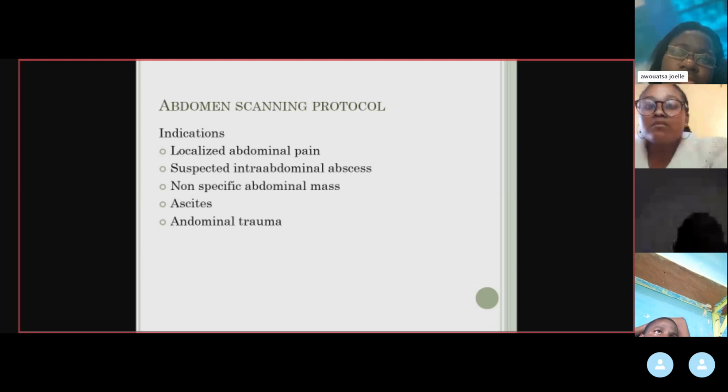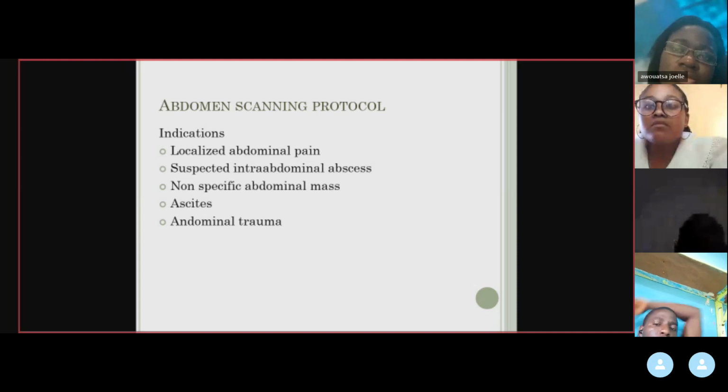So this was all about the probe and how we have to do the scanning. Now we'll start with the abdominal scanning protocol. How to do the abdominal scan.